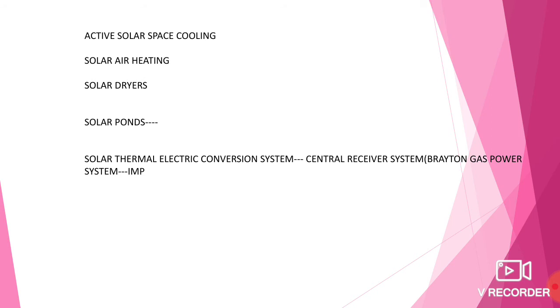There are the following four systems. One is the low temperature cycle using flat plate collector or solar pond. Second is the concentrating collector for medium and high temperature. Third, the power tower concept or central receiver system. Fourth is distributed collector systems. This solar pond is well explained in the low temperature cycles using flat plate collector. This is again an application of solar thermal electric conversion.